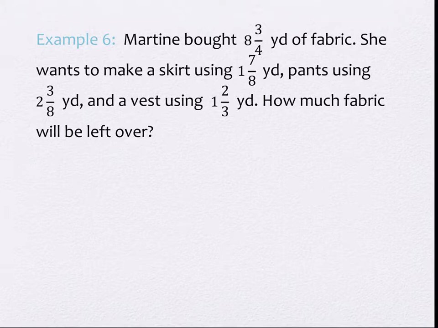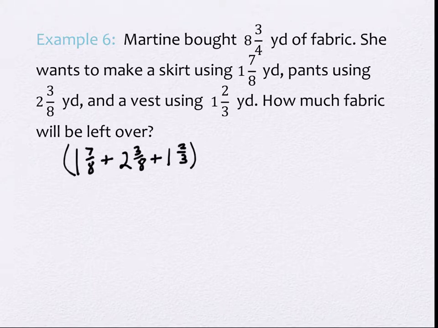So on hers, she has 1 7/8. She has 2 3/8. And then she has 1 2/3. And you could then, after you've added them together, like you said, subtract them from the amount of fabric she has, which is 8 3/4. Did anybody think of it differently?